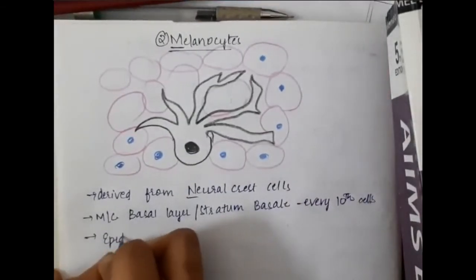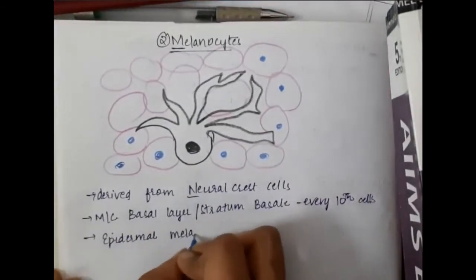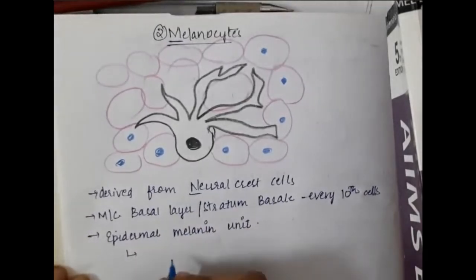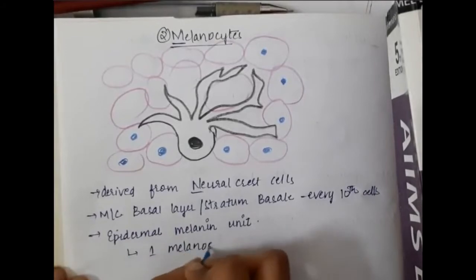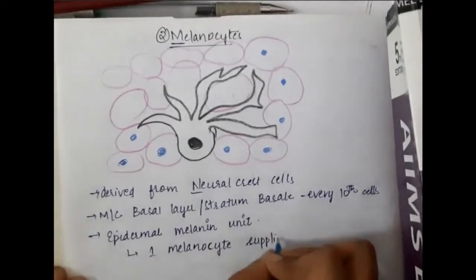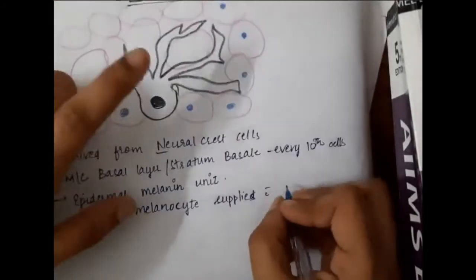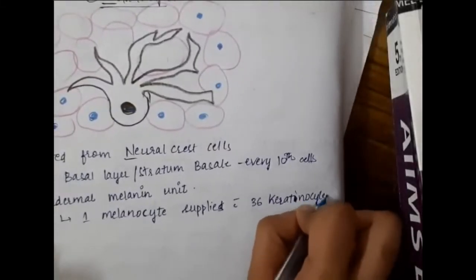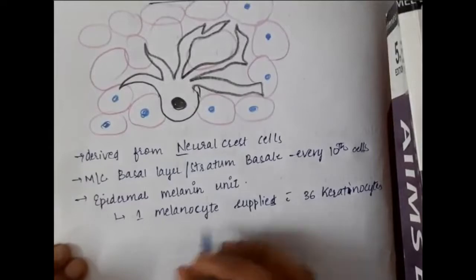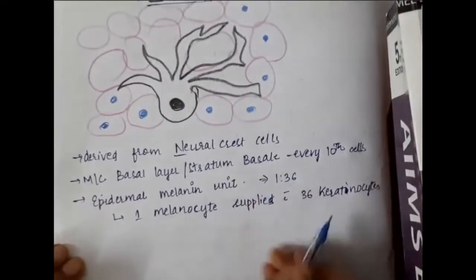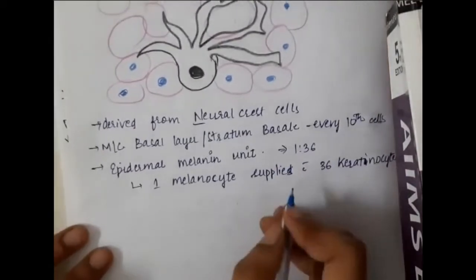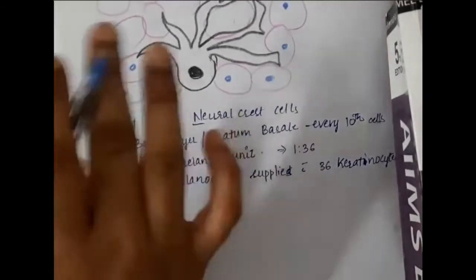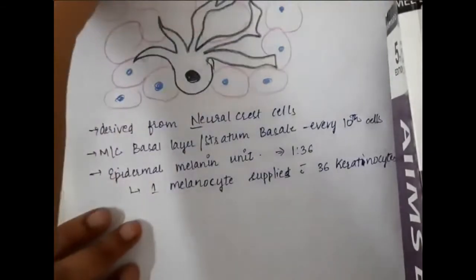Every 10th cell is a melanocyte in the stratum basale. The epidermal melanin unit constitutes 1:36. That means 1 melanocyte supplies 36 keratinocytes, that is, 1 melanocyte is surrounded by 36 keratinocytes. So this epidermal melanin unit is 1:36.